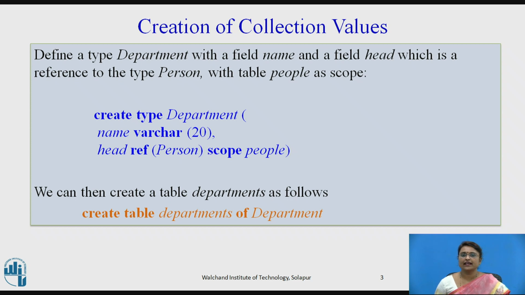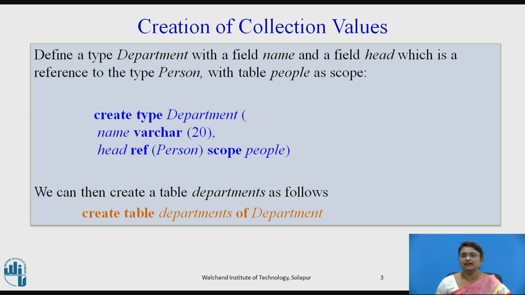So, create type department. Department is a type here where we are taking two things: name of that person, and then the information of that person. So information that is taken as a reference, and that reference is provided as head. What we are writing here is head reference of type person, and what is the scope of that one? People. Why? Because people is a table here, right?